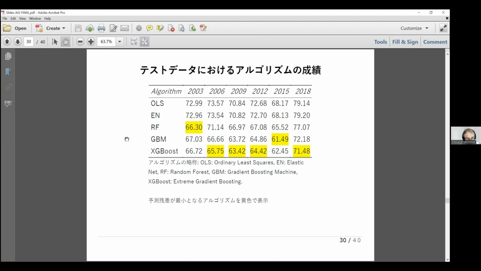And if you do hypothesis testing, how significant are the prediction residuals, for example, for random forest and gradient boosting machine, they are not statistically significant. Roughly, they are very similar. Overall, XGBoost is the best 4 times out of 6. Once is random forest and once is gradient boosting machine.